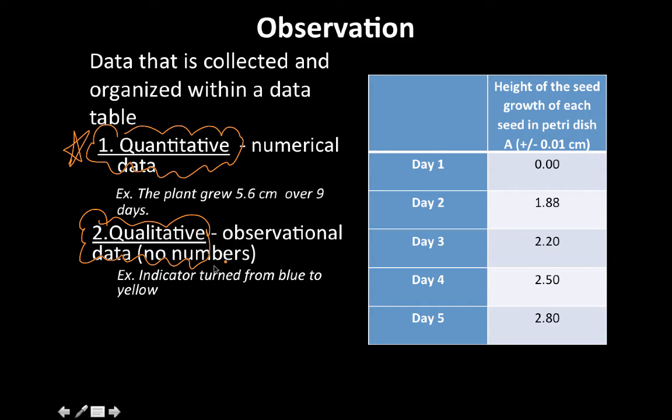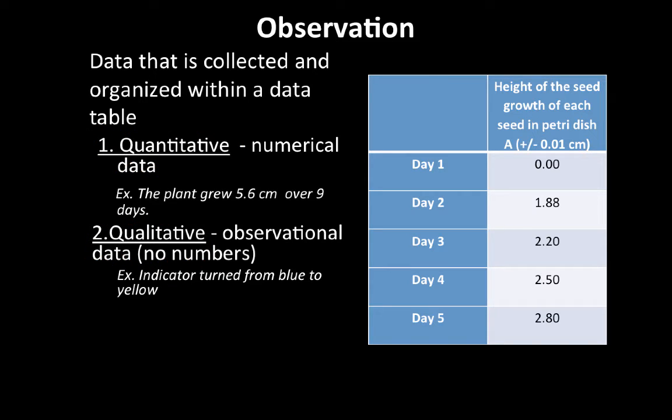There's no numbers in it. It's observational data, indicator solutions turning from blue to yellow. We do see shifts in color, but we still need to be able to explain what that is. Why did it change from blue to yellow? What happened in our solution? The issue there is it's a little too subjective, and what we end up happening is is that yellow or yellow green, or how yellow is it? And that's something that makes a lot of experiments, especially lab reports, a little bit watered down.